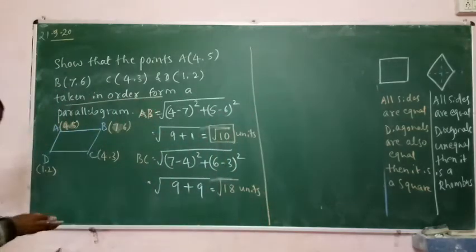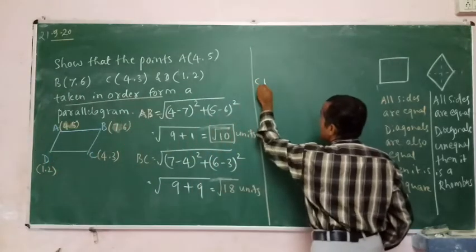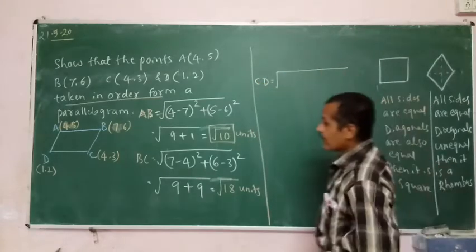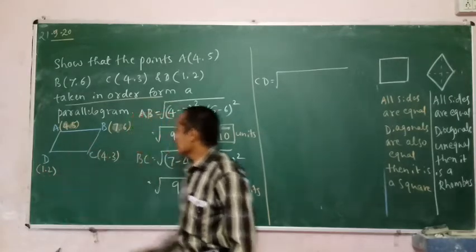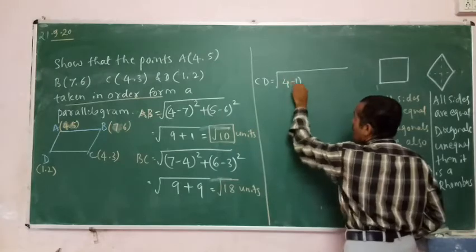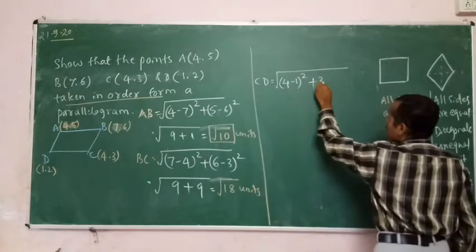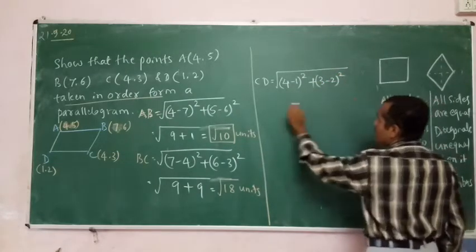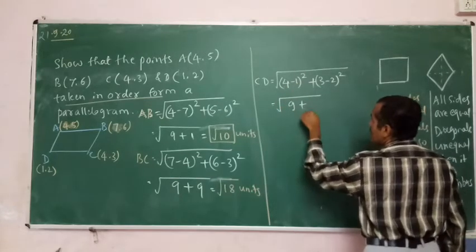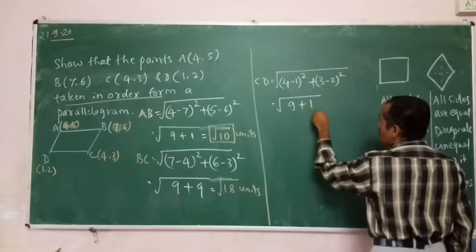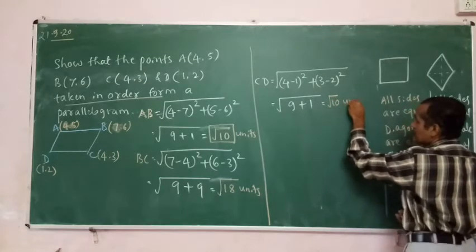We got 2 lengths. Let me go for the third. I will go for CD. CD is equal to under root. Anyway, this minus this or this minus this. (4 minus 1) the whole square plus (3 minus 2) the whole square, which is 4 minus 1, 3 square, 9, plus 1 square is 1. Answer is root 10 units.